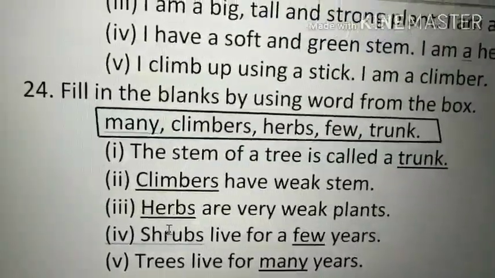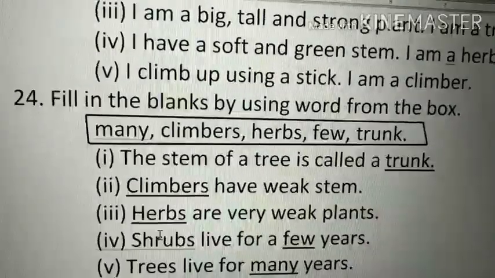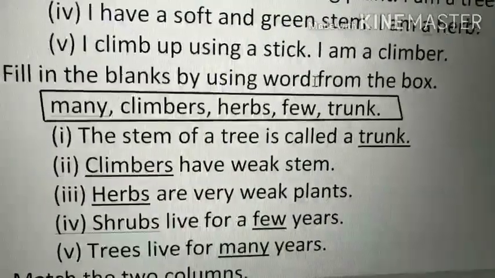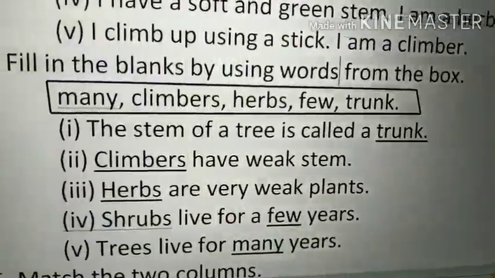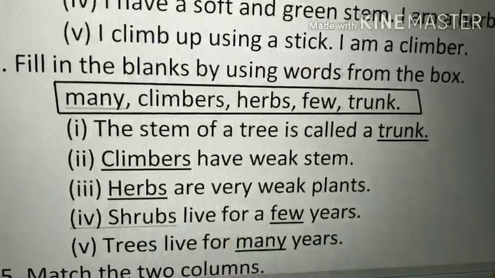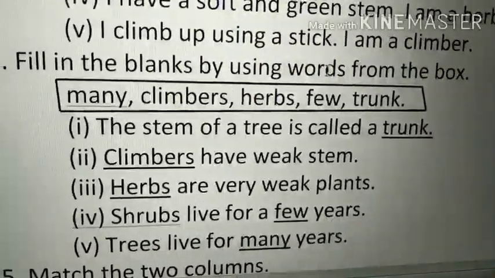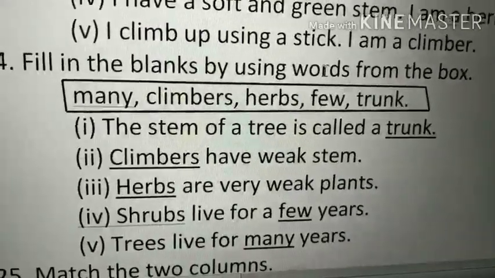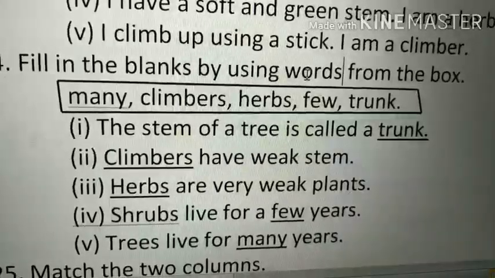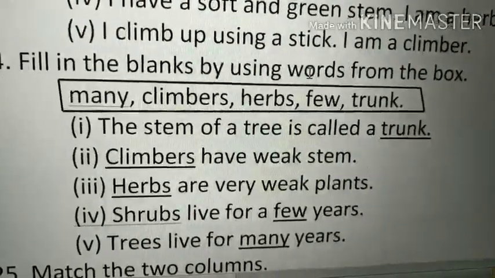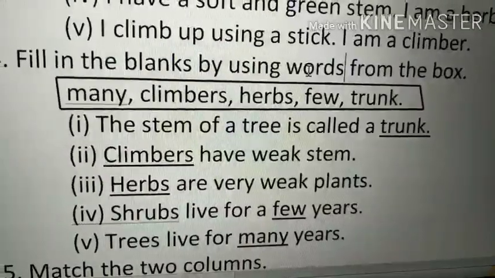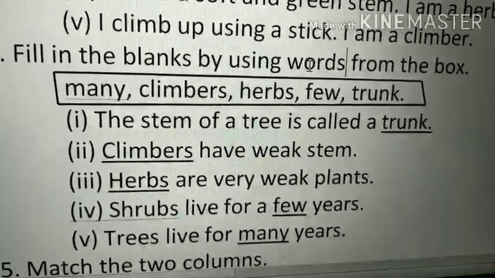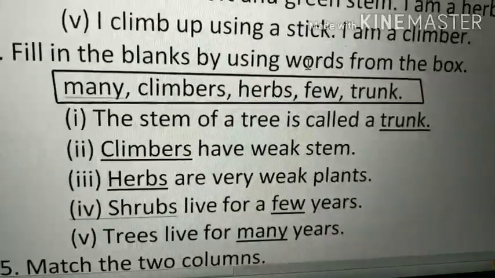Question number 24, fill in the blanks by using words from the box. One, the stem of a tree is called a trunk. Climbers have weak stems. Herbs are very weak plants. Shrubs live for a few years. Trees live for many years.